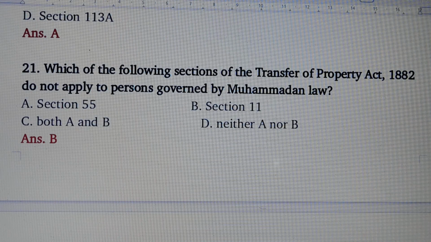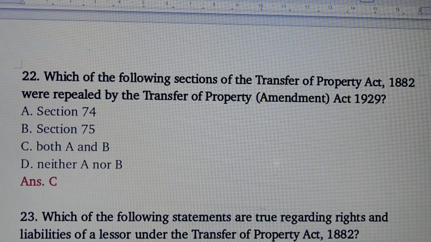Question number 21. Which of the following sections of the Transfer of Property Act do not apply to persons governed by Mohammedan law? Answer is option number B. Section 11.